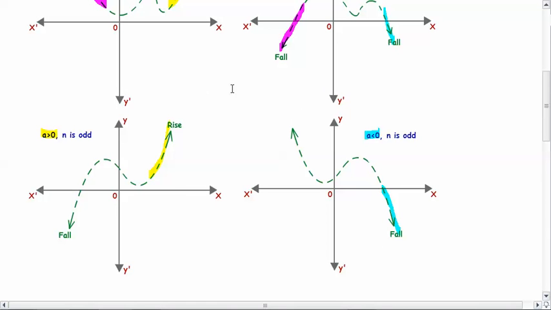When n is odd, we have the opposite situation. So for a greater than 0, we had a rise as we were going to positive infinity. For n is odd, so this is an x cubed, an x to the 5th, x to the 7th, we have a fall instead because we're doing the opposite of our right end behavior. And so for a less than 0, when n is odd, we had a rise on our left end because we had a fall on our right end.